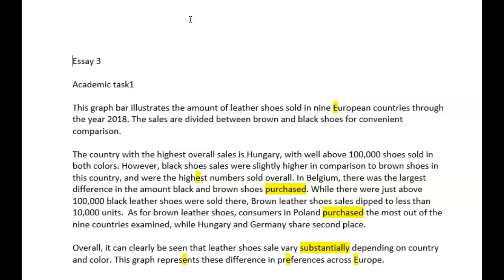This graph, it's not a graph bar. It's called a bar chart. Okay, so we call them line graphs, we call them pie charts, we call them bar charts. So that's the right word for this.